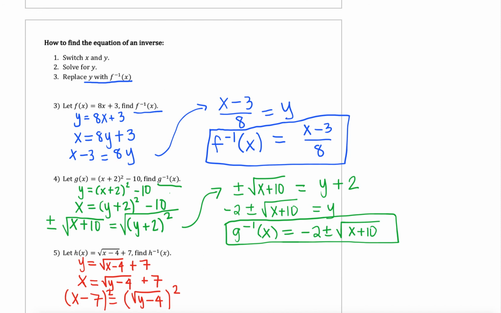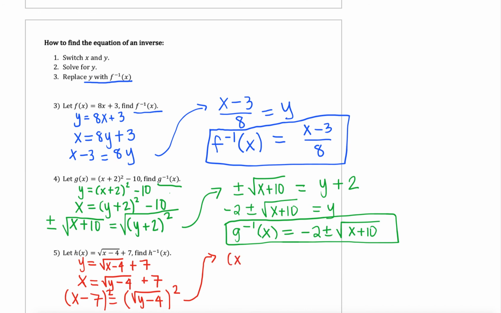And I want to make something very clear. We could not have done this in the first step because we still had that plus 7. So we instead first need to isolate the square root before we square both sides. And this was a skill that we learned last semester when we were working with solving radical equations. We always wanted to isolate that radical first and then apply the square to it to get it to cancel.